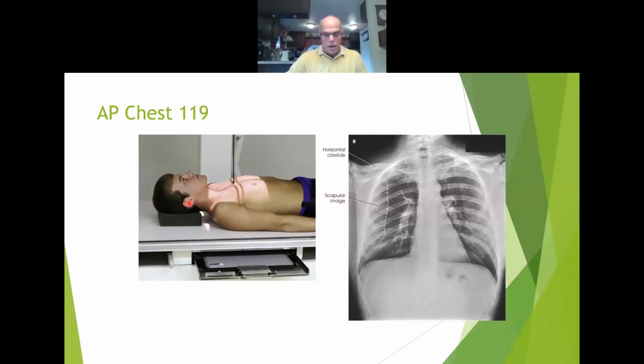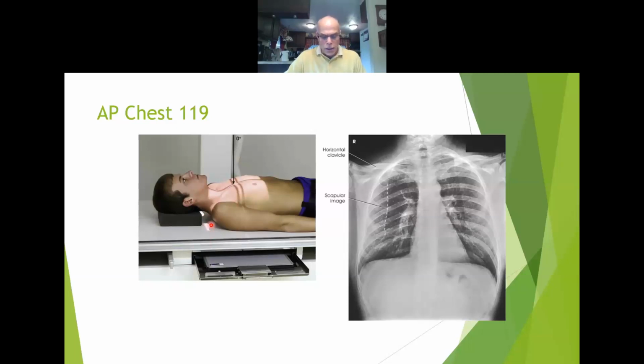This is 119, bottom of the column, SID. Place the patient in the supine or upright position with the back against the grid. Everything stays the same, guys. Mid-sagittal plane of the chest to the IR with the upper border. You still need light above the shoulders, 1.5 inches to 2 inches of light above the shoulders.